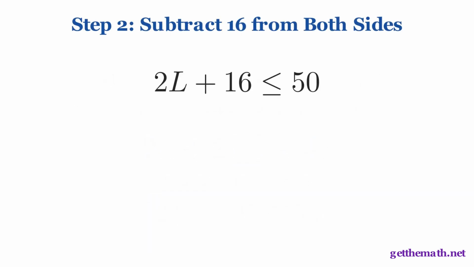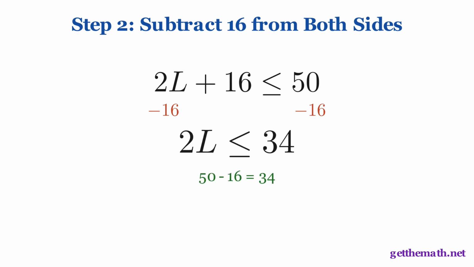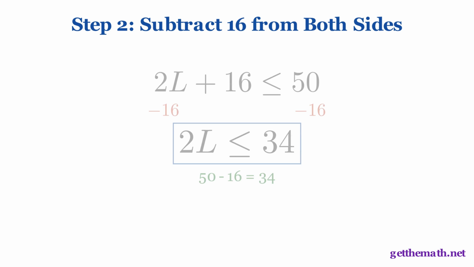Step 2. Subtract 16 from both sides. 2L plus 16 minus 16 gives us 2L. 50 minus 16 gives us 34. We now have 2L is less than or equal to 34.